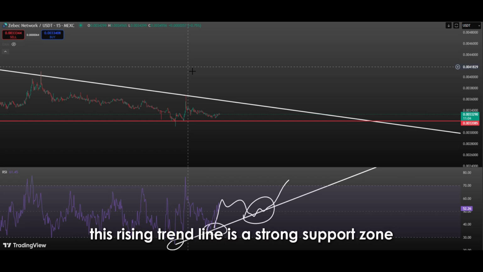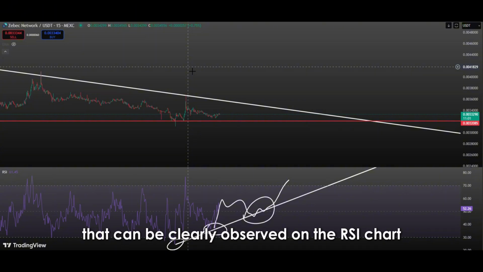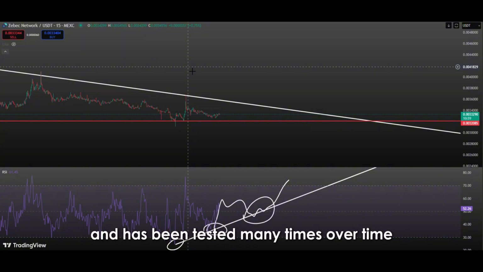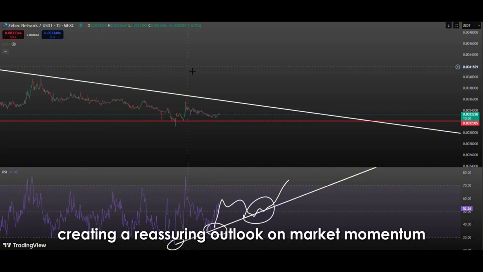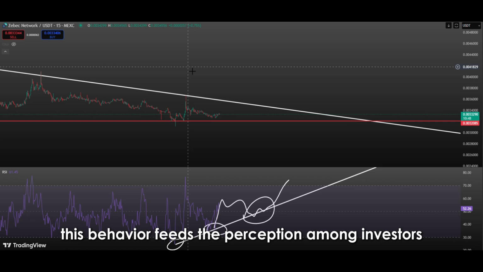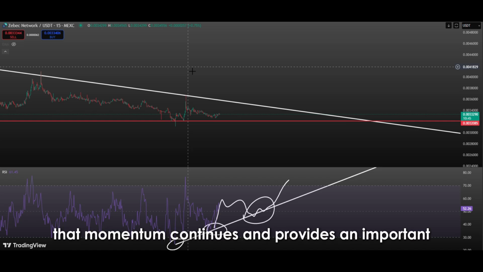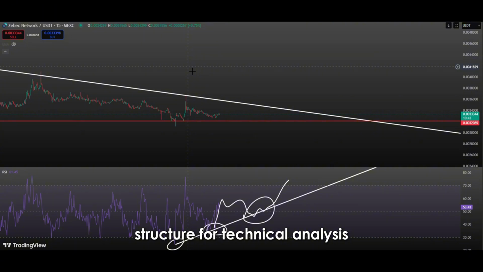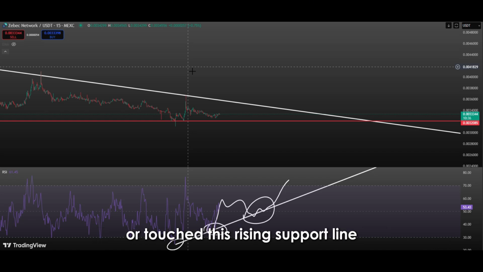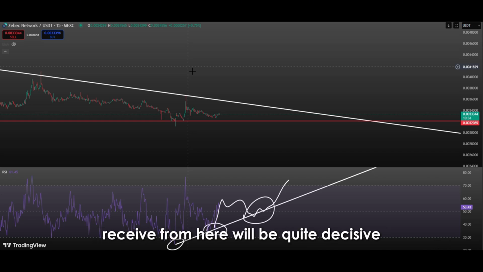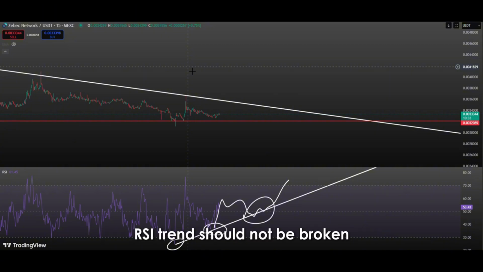This rising trend line is a strong support zone that can be clearly observed on the RSI chart and has been tested many times over time. Each time the RSI has retraced, it has touched this trend line and then moved back upwards, creating a reassuring outlook on market momentum. This behavior feeds the perception among investors that momentum continues and provides an important structure for technical analysis. In the current situation, the RSI value seems to have approached or touched this rising support line, and the reaction it will receive from here will be quite decisive. RSI trend should not be broken.